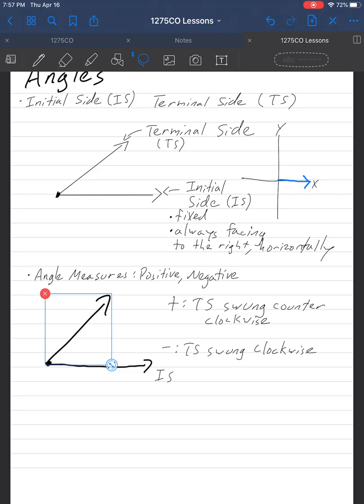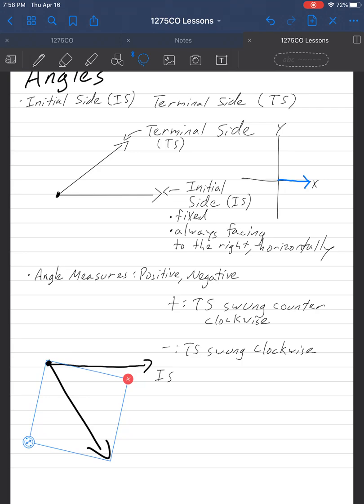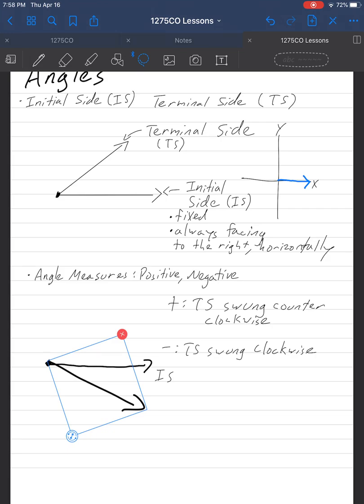But it's always going to start where the initial side is located, and then from there, it's going to move. If the degree measure is positive, let's say positive 90, for instance, that means that this angle swung in a counterclockwise manner, starting from the initial side. If it's something like 120 degrees, then it will end up over there, and it can end up down here if it's past 180 degrees. And if it's something like 316 degrees or 349 degrees, then it will end up over here.